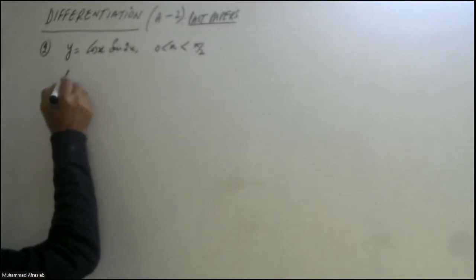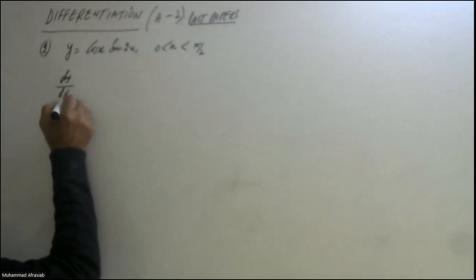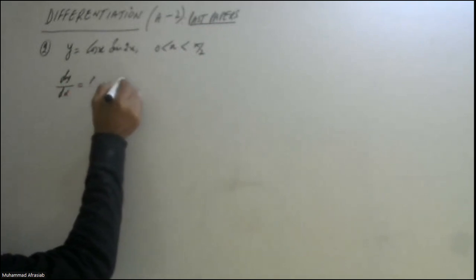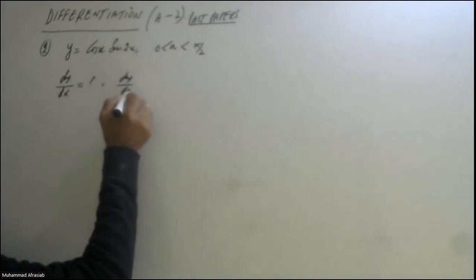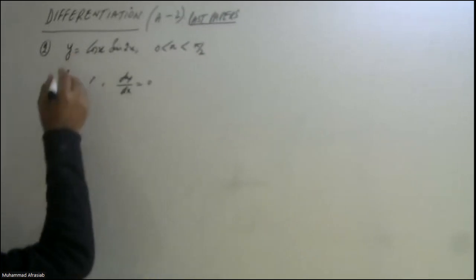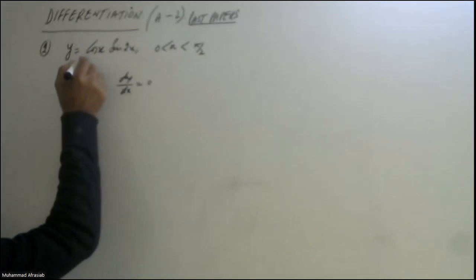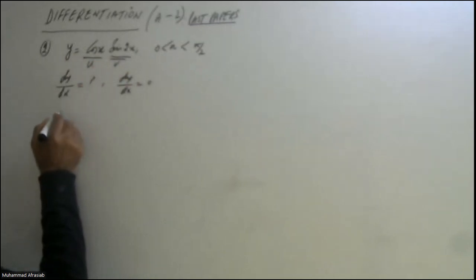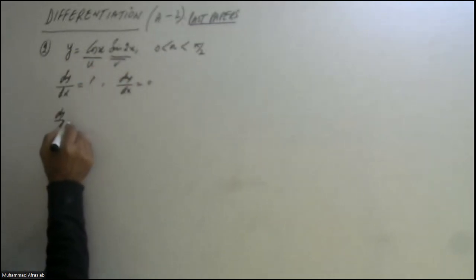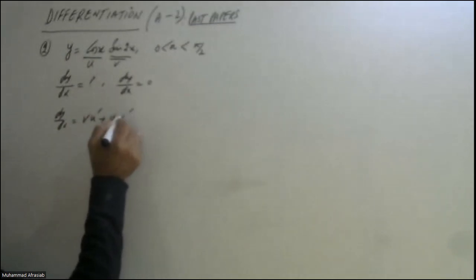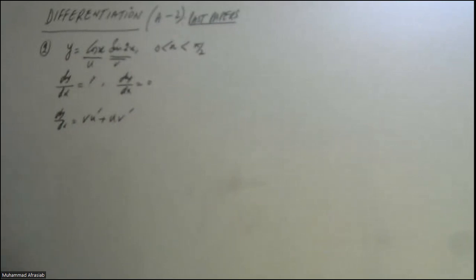We know that stationary point means we will first find dy by dx, and then put dy by dx equal to 0 to get the x coordinate of this stationary point. But it is the product of two different functions. It is u, and let's say this is v. We know that dy by dx is equal to v into u derivative plus u into v derivative.